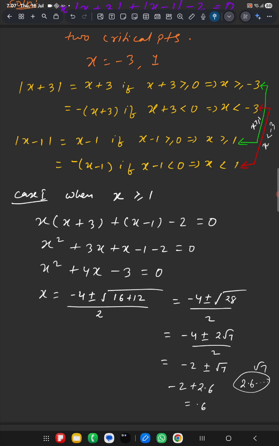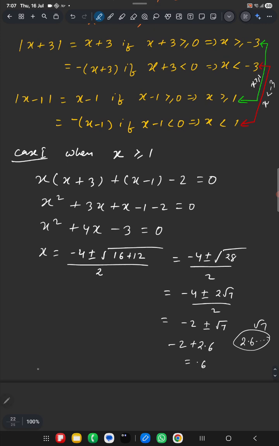Okay, so from here we cannot get any solution for this equation in this range, that is x is greater than or equal to 1. Is it clear? So you can say no solution possible as x is greater than or equal to 1. One point we are getting as 0.6 or so, and the other you will get negative. Both are not greater than or equal to 1, so no possible solution.